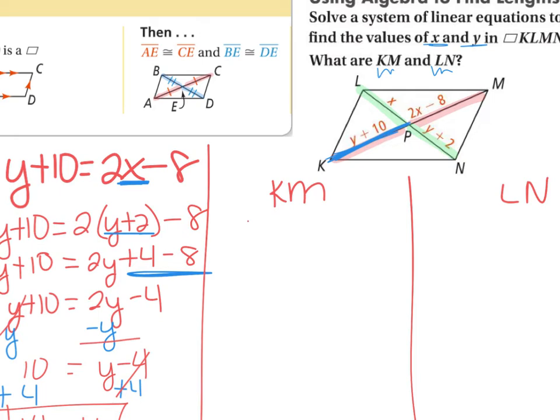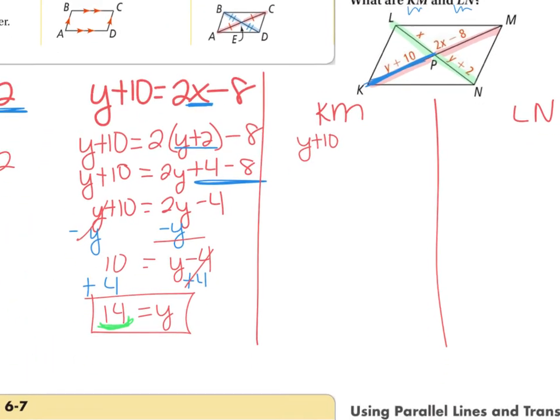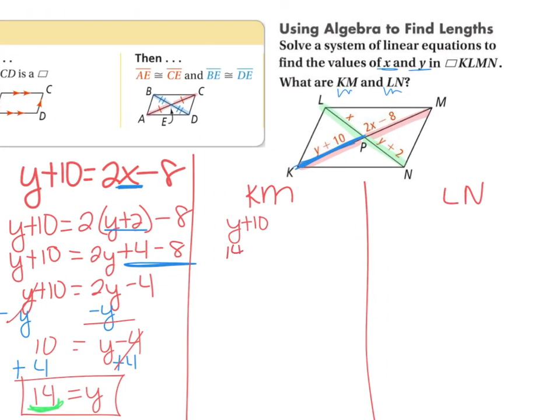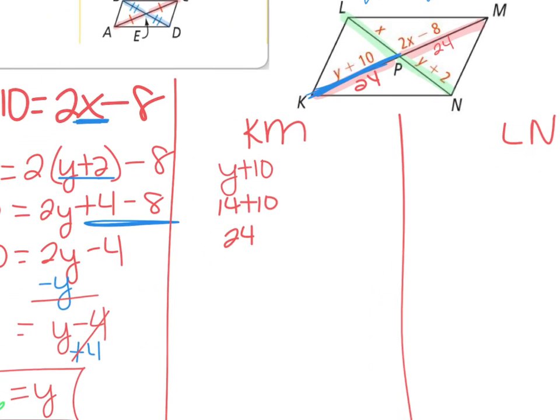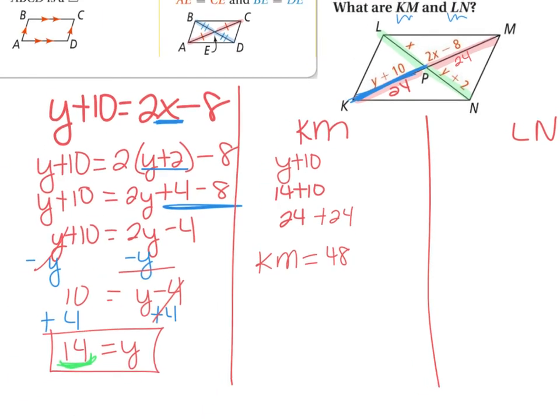So to do that, I would have y plus 10. Okay, so y is 14, so that's 14 plus 10. It'll be 24. So this is 24. Then we have to double it because the other side is also 24. So 24 plus 24, KM is going to equal 48. Not too bad, right?